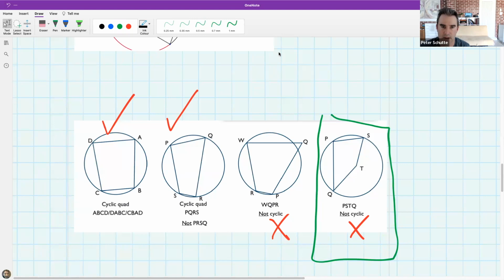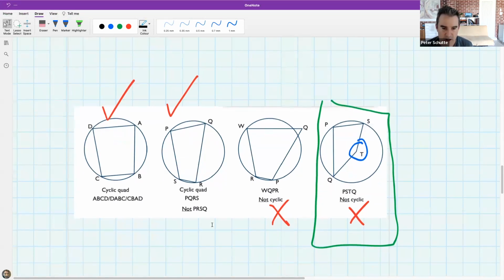Let's go to Ellington. Ellington, why is that not a cyclic quad? The reason why this is not a cyclic quad is because not all the points of the quadrilateral are touching the circumference. Yep. Which one is the badly behaved one? That would be T, sir. T is the badly behaved one. If T could just get on the circumference, we would have a cyclic quad. But unfortunately, it's just a normal quadrilateral. Okay. Fantastic. Thank you.